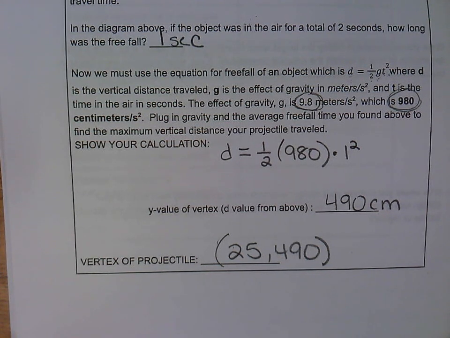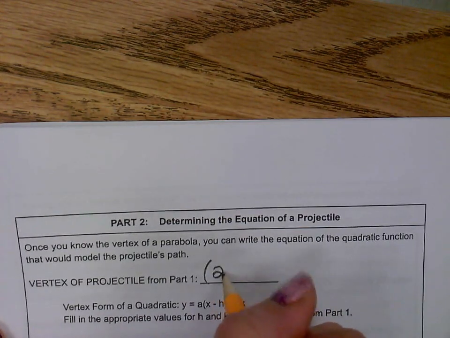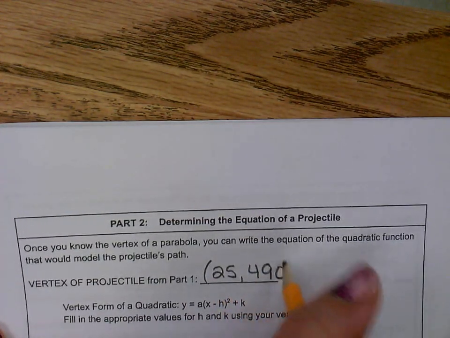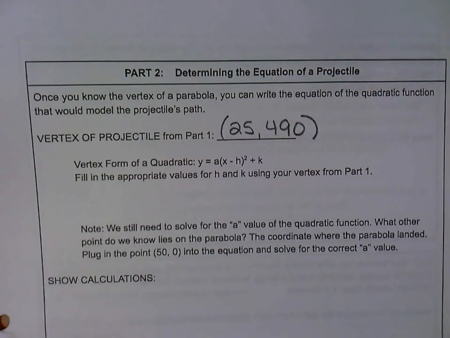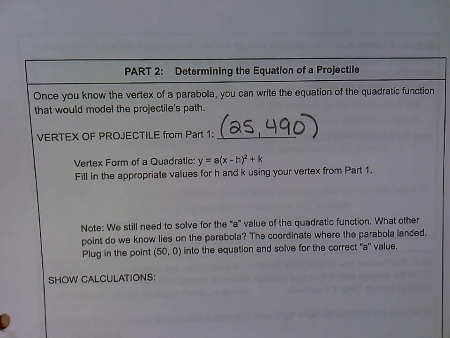How do I write the equation in vertex form? Do you remember vertex form? So we're going to take the vertex of a projectile and just rewrite it on the next page so that you don't have to flip back and forth. Did you need something else still?